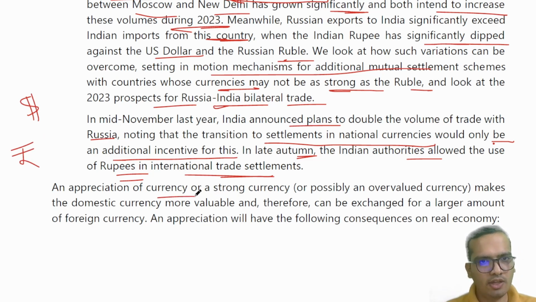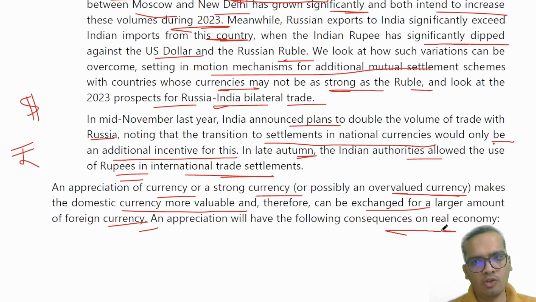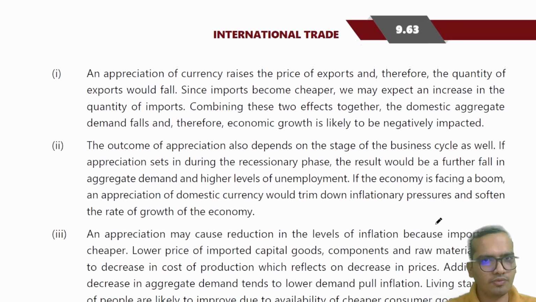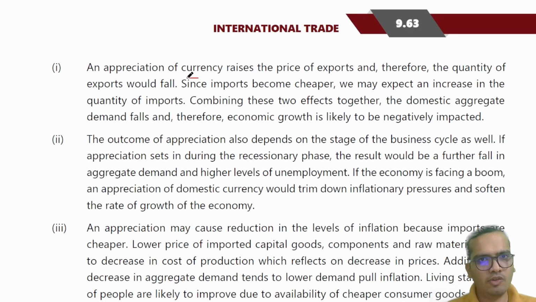An appreciation of currency, or a strong currency, or possibly an overvalued currency, makes the domestic currency more valuable and therefore it can be exchanged for a larger amount of foreign currency. An appreciation will have the following consequences on the real economy. So first, an appreciation of currency raises the price of exports and therefore the quantity of exports would fall. Since imports become cheaper, we may expect an increase in the quantity of imports. Combining these two effects together, the domestic aggregate demand will fall and therefore economic growth is likely to be negatively impacted.